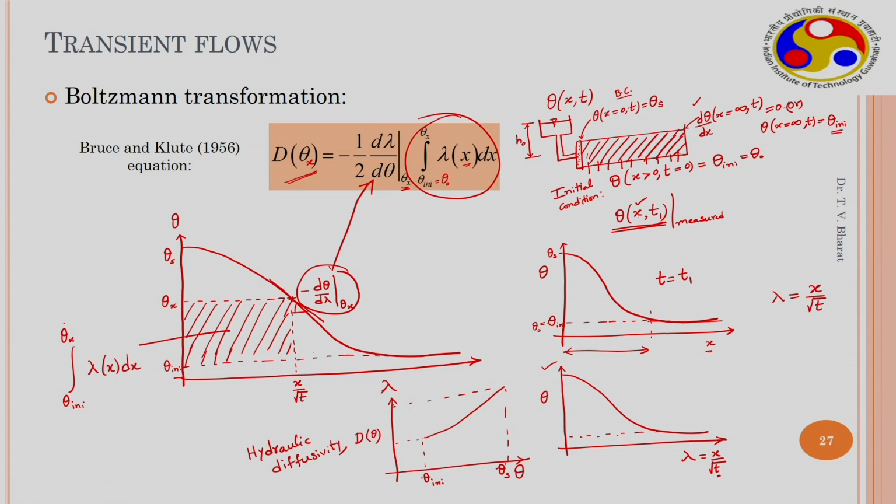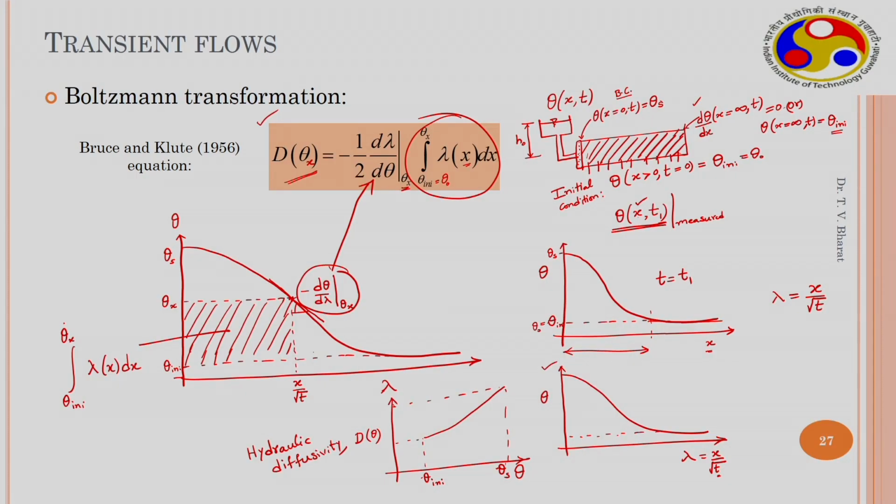So this is a very popular technique in soil science, and this particular equation is called Bruce and Klute equation because of their contribution in the derivation of this particular expression, and graphical solution is also commonly used for obtaining the diffusivity. So the diffusivity helps in understanding how fast the water diffuses in the soil.